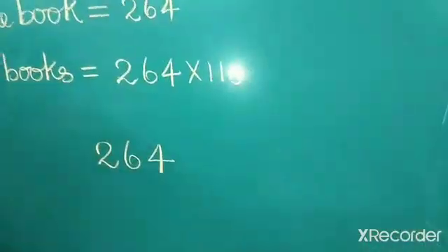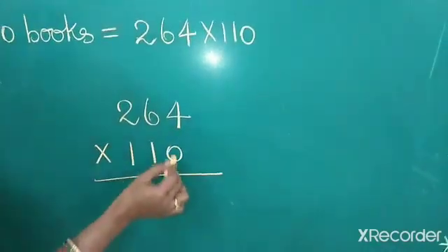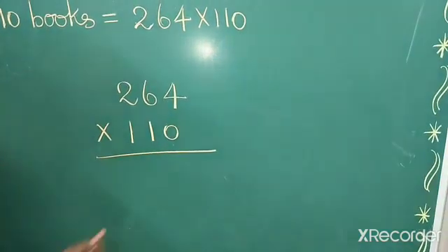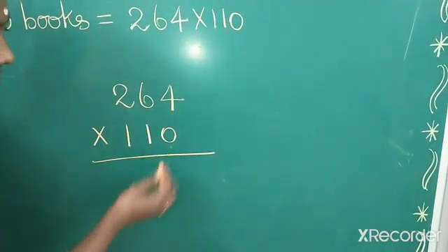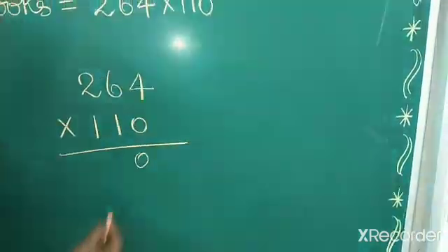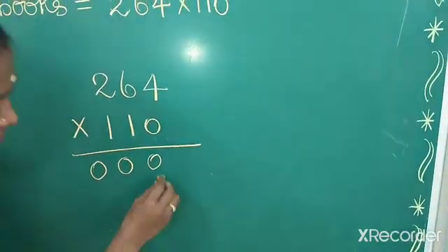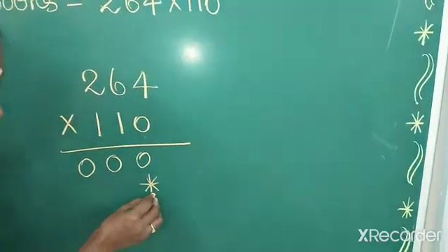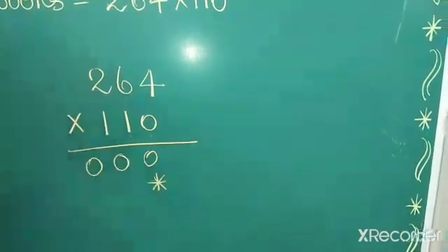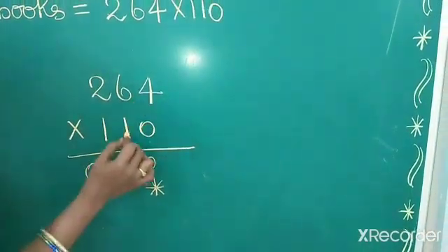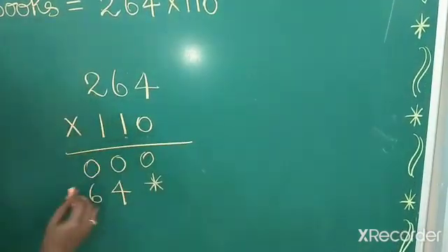Now we are going to multiply 264 into 110. So in the ones place we have 0. As we already know, any number multiplied by 0 gives 0 only. 4 zeros are 0, 6 zeros are 0, 2 zeros are 0. So to avoid confusion, I am using this symbol. It's up to you, you can add 0 also here. Now moving on to the tens place, I have 1 here. So 4 ones are 4, 6 ones are 6, 2 ones are 2.